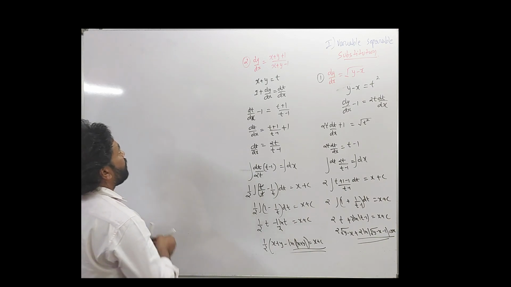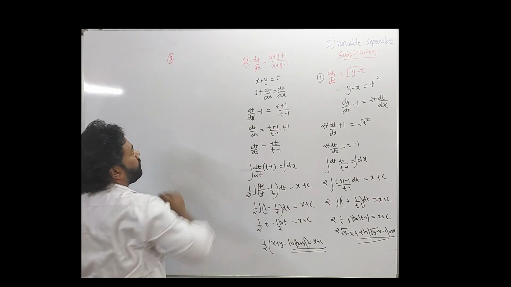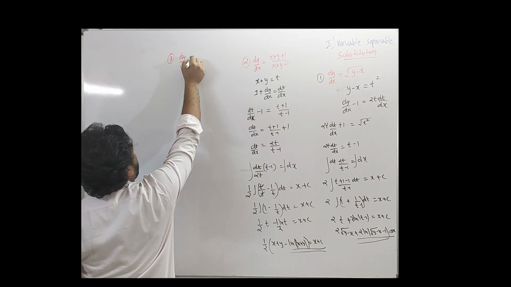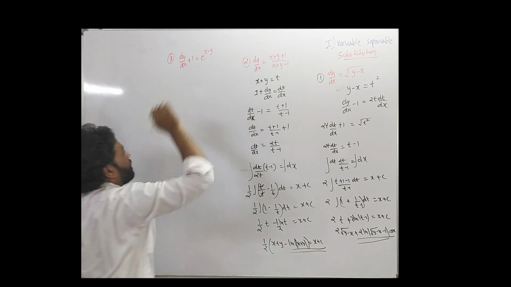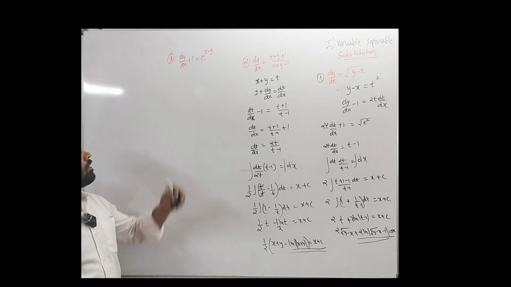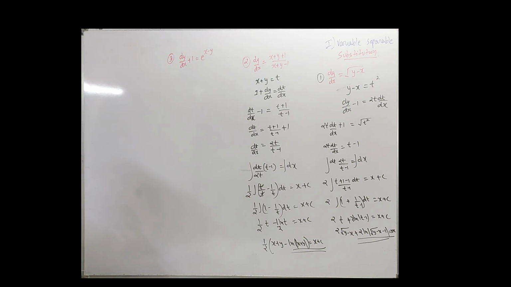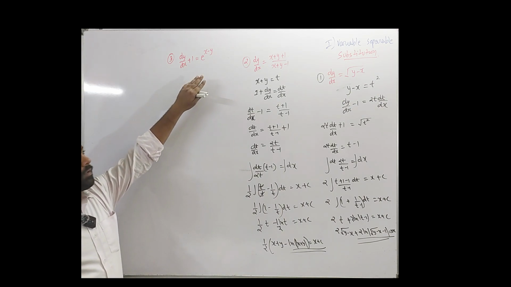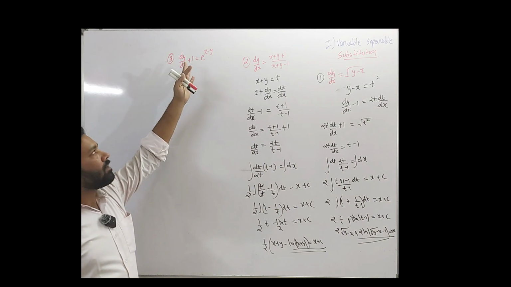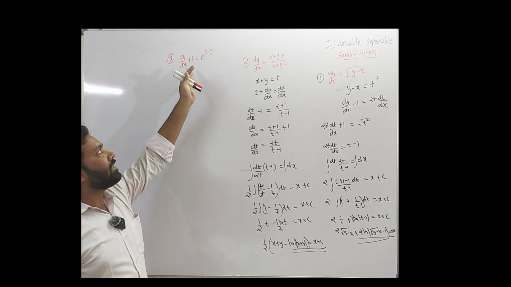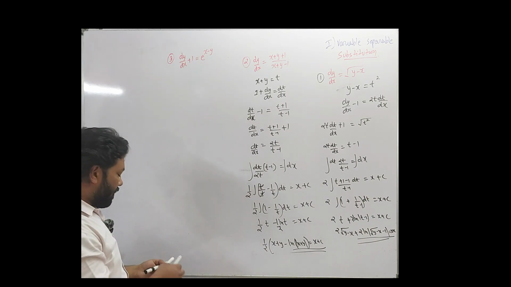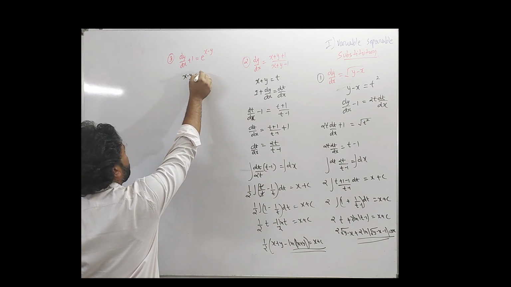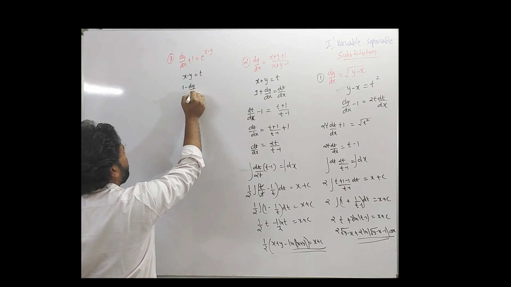Let's take one more example. dy by dx plus 1 is equal to e to the power x minus y. So here once again separation of the values into x and y won't be possible. If you want, you can try it, but for sure the separation, that is taking all the x terms on one side and all the y terms on the other side, is not possible. So once again we'll use the method of substitution, and the substitution will be t.